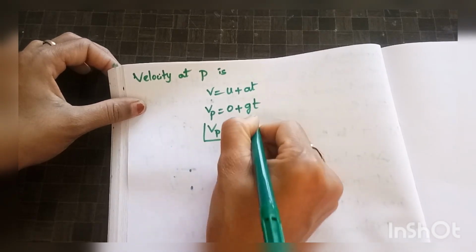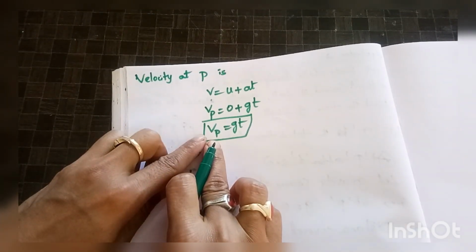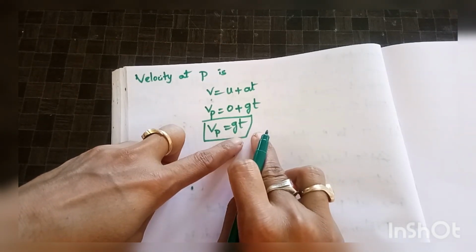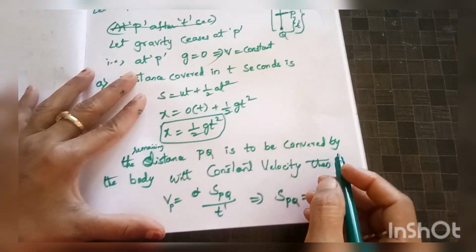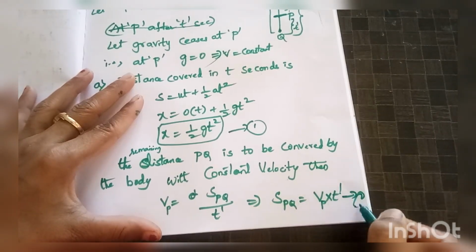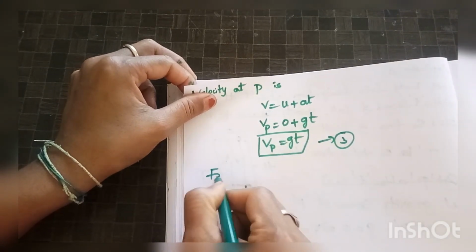This is the constant velocity of the body from point P. So from point P to Q, it travels with a velocity of gt. This is the constant velocity with which the object travels from P to Q. I am considering these as equations 1 and 2, and this is 3.